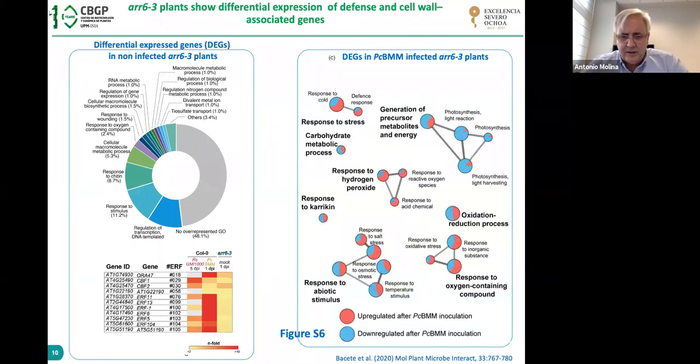Interestingly, and you can see here from the genes that are specifically activated in the Arabidopsis response regulator 6.3 mutant allele upon infection with Plectosphaerella cucumerina, they are genes related to response to stress, response to abiotic stimulus, response to different compounds like karrikin, hydrogen peroxide, and so on. So clearly there is a set of genes that are specifically induced in the mutant after infection with Plectosphaerella cucumerina.